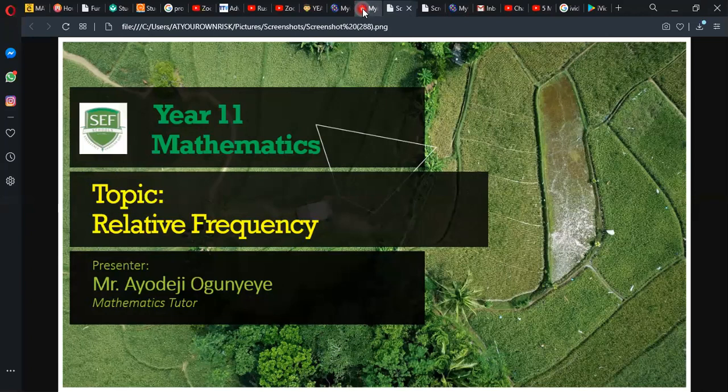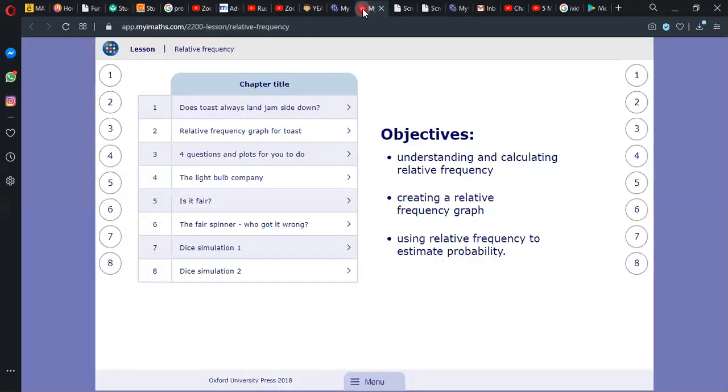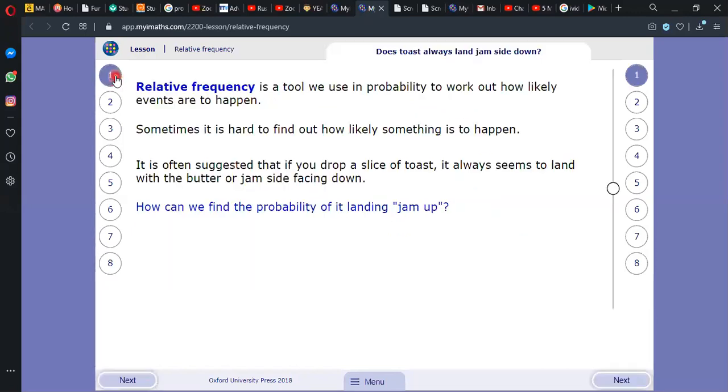We've been talking about probability, and today we shall be talking about the topic relative frequency. My name is Mr. Ayodeji Ogunyeye, and I'll be your tutor today. All right, the objectives are understanding and calculating relative frequency, creating a relative frequency graph, and also using relative frequency to estimate probability. Let's get right to it.